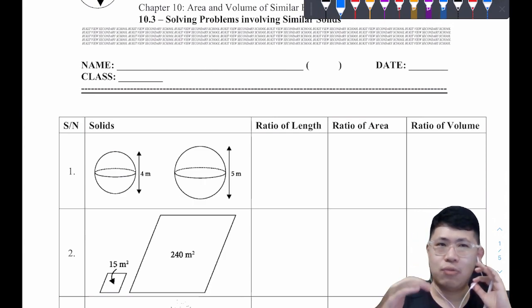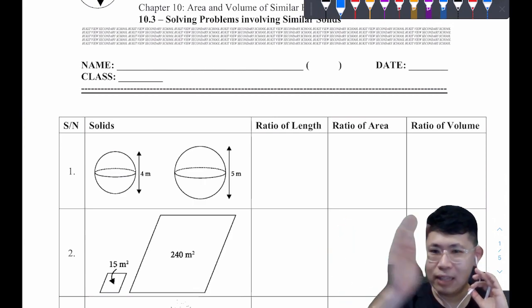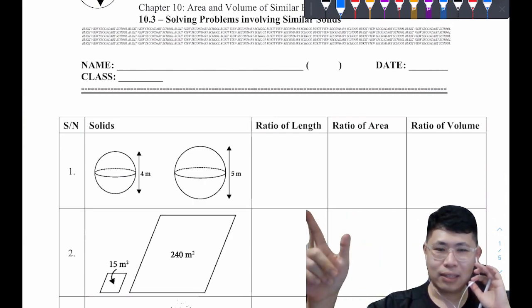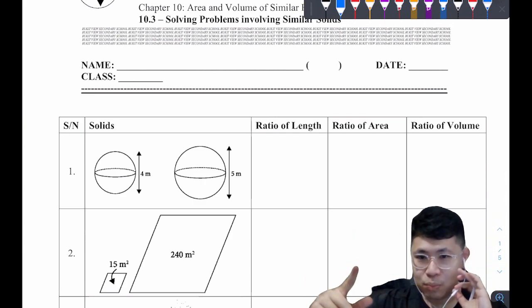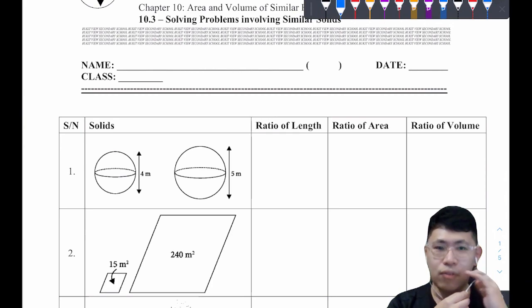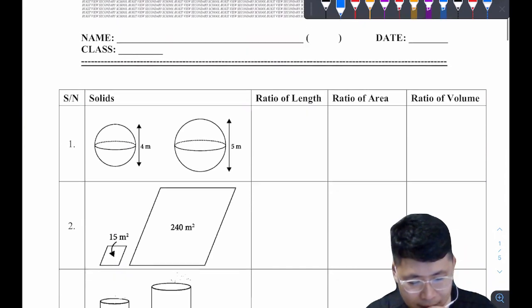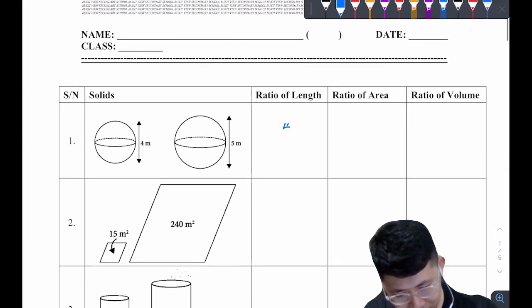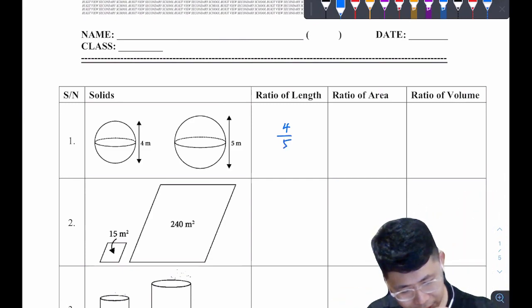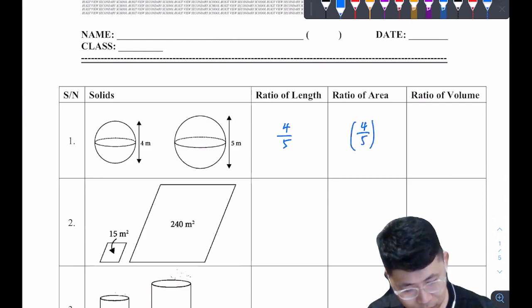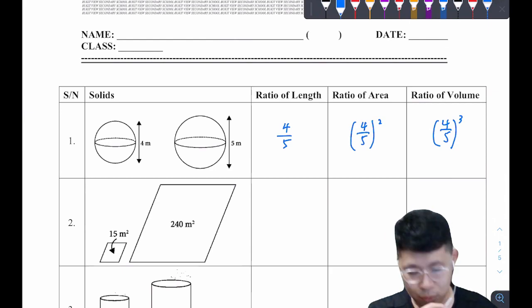As long as we are firm that for length to area, the length needs to be squared to make the two dimensions. Then for length to volume, we need to cube the length to match the dimension of the volume. So let's take a look over here. The ratio of length will be 4 over 5, right? 4 is to 5. Then the ratio of area is going to be (4/5)^2. The ratio of volume is (4/5)^3. So this is something that we just need to take note of. This is what we've been doing so far.